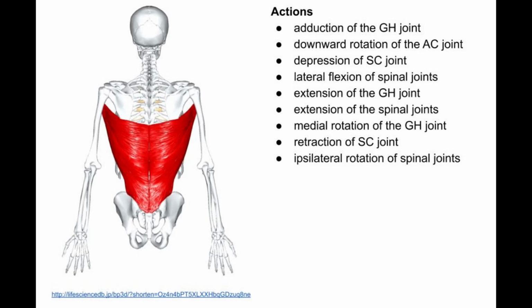And finally, ipsilateral rotation of the spinal joints. So as the fibers pull medial and posteriorly on the humerus, that can also create a torque along the vertical axes of the spine, which is ipsilateral rotation of the spinal joints, meaning rotation to the same side.